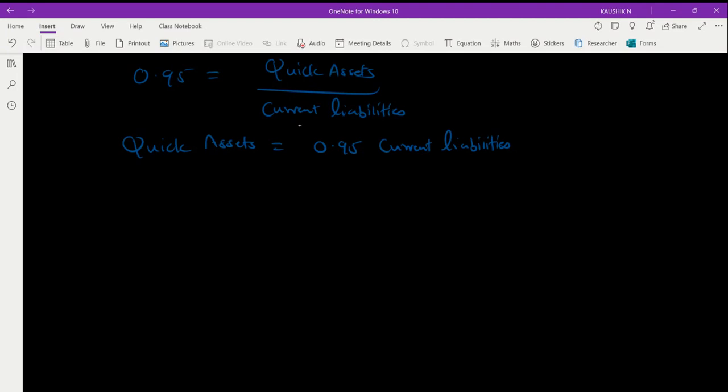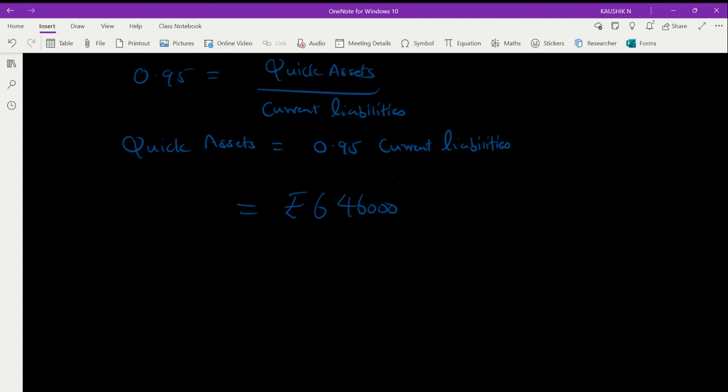So this is nothing but the value of rupees 6 lakhs 46,000. How come? Quite simple. The value of quick assets is equal to 0.95 of your current liability. So what is your current liability? What is the value of your current liability?